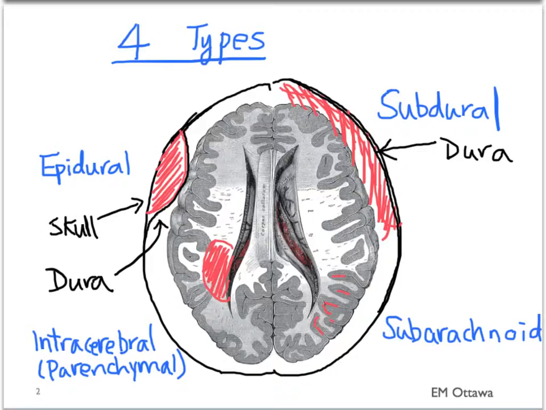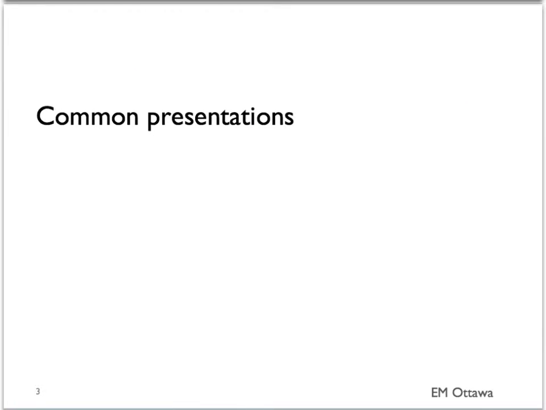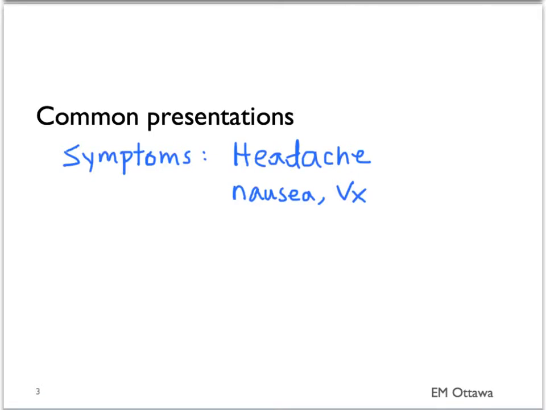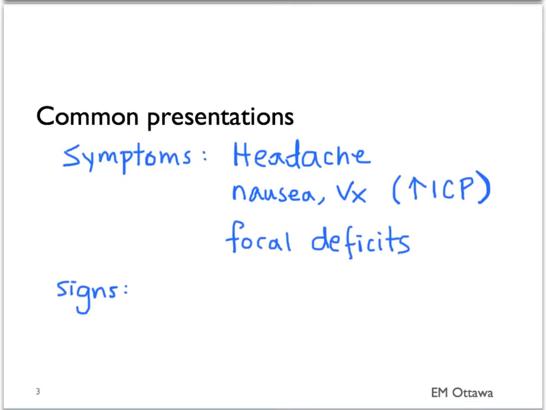We will first discuss the common presentations of the bleeds and divide it up into 2 separate videos for the specific presentations. In terms of the common presentations, patients will be complaining of headaches, nausea and vomiting, particularly if there is increased intracranial pressure. They might be complaining of focal neurological deficits. For the physical signs, it is dependent upon which area is being affected by the bleeding.